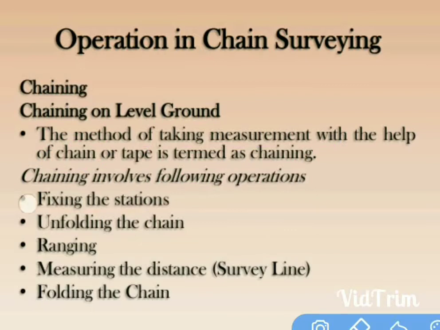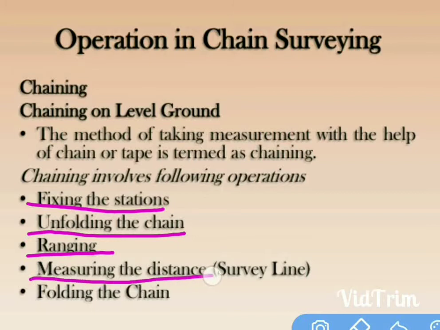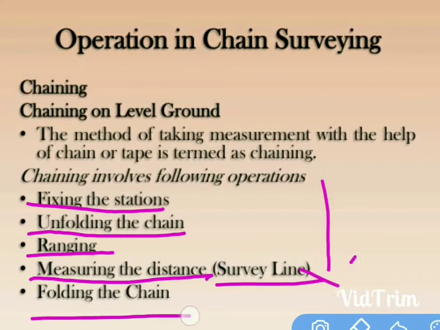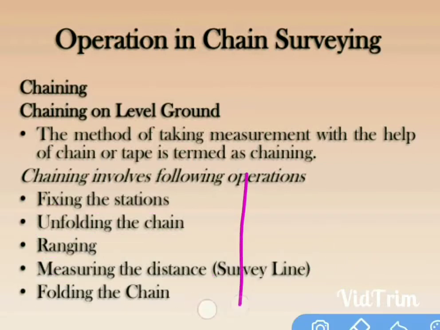Chaining involves the following operations. First we have to fix the station, next unfold the chain, next take a ranging, which means we have to establish the intermediate points. Next, we measure the distance along the survey line. After completion of all these steps, we have to fold the chain again. Clear? We have to follow these steps in sequence, then only can we do the chaining procedure.